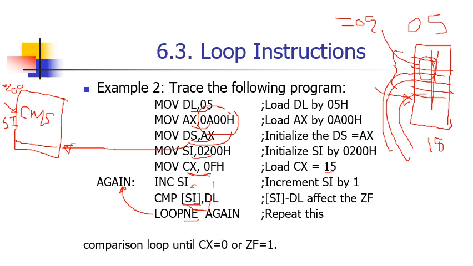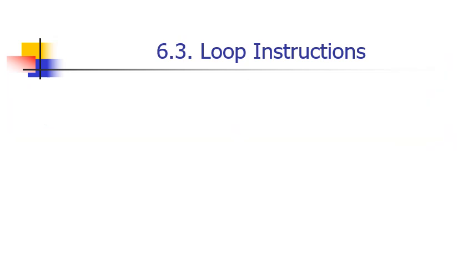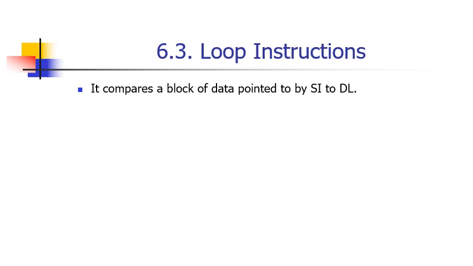This is a comparison loop. You do this until either CX becomes 0 and you don't have 5 within these 15 bytes, or ZF becomes 1, which means you found the value 5 within these 15 memory locations. We'll explain this further with this slide. We have a block of data pointed to by SI, and we are comparing each value to which SI points with the value inside your DL.